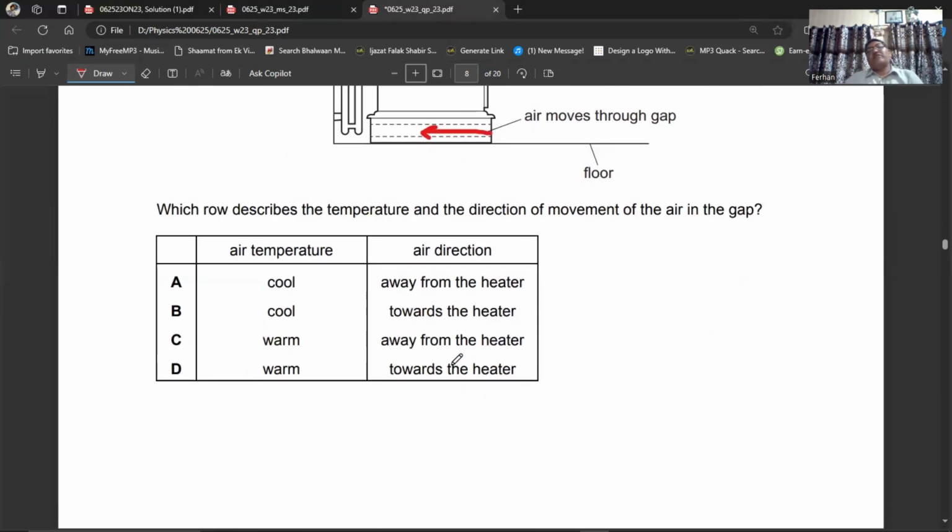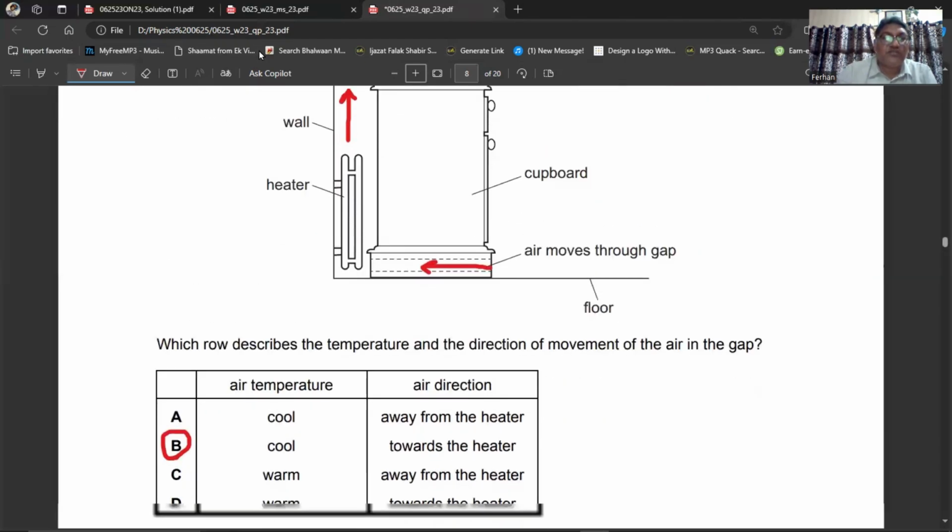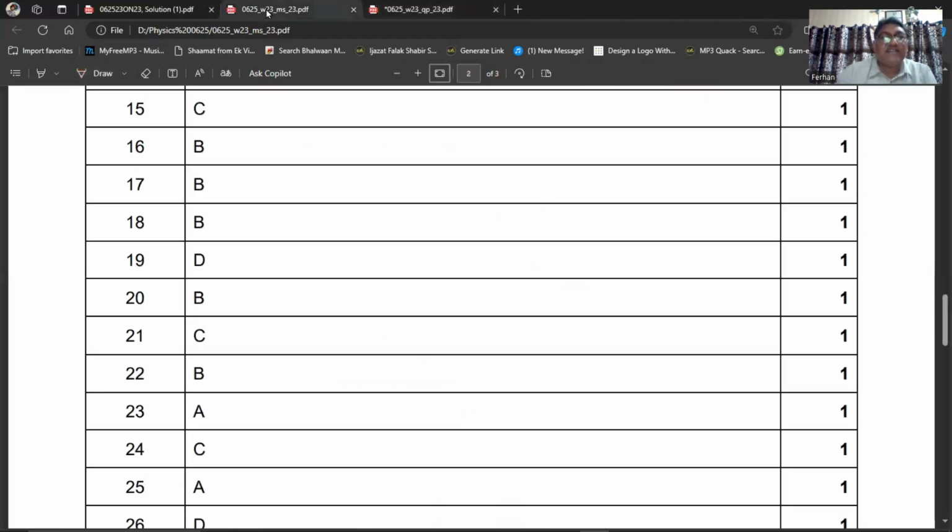So which row describes the temperature and the direction of the movement of the air in the gap? The air in the gap will be cool, it will be moving towards the heater, and it will be more dense. That's the concept of convection currents. So the air in that gap is cooler and its direction is towards the heater. So we think B is the right option. Question number 16, B is the right option, sir.